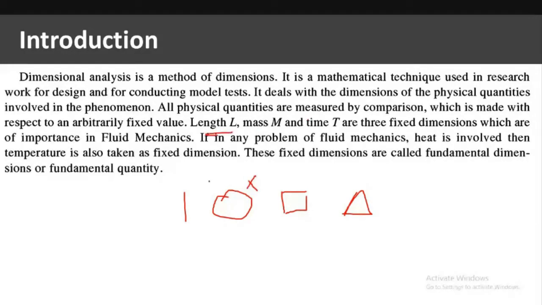dimension. Similarly, it may happen mass at 10 a.m. is 1 kg, at 12 p.m. पे भी 1 kg रहेगा, evening में 6 p.m. पे भी 1 kg रहेगा. So it is not depending on time.